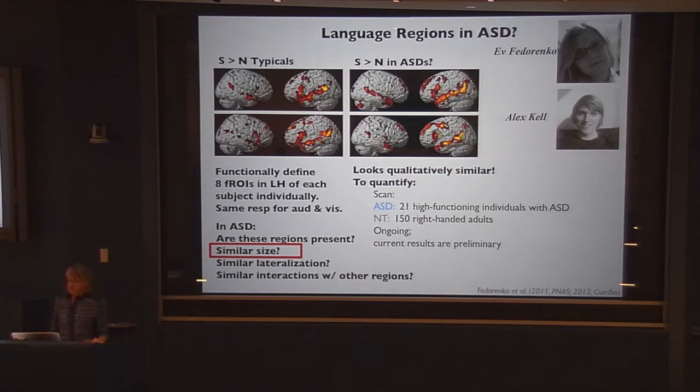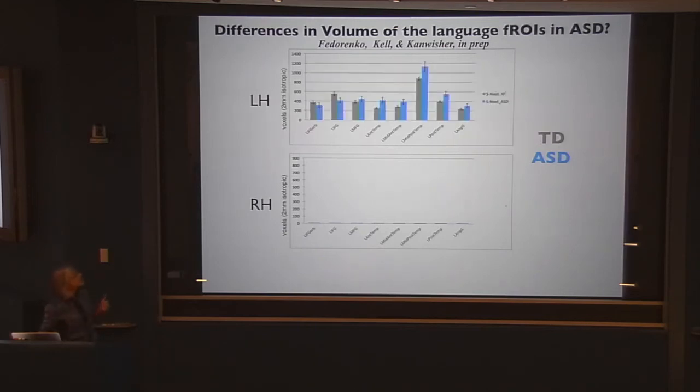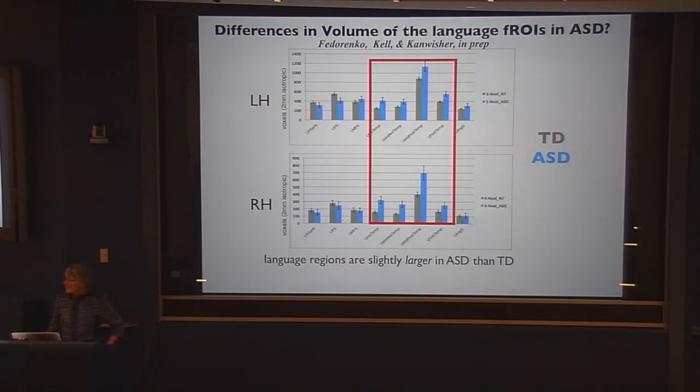So first of all, are these regions of similar size? What I'm going to show you is 8 of those language regions that I showed you before, identified with that parcel method. I'm going to show you the volume of each language region in typical subjects and autistic subjects. You see here in the left hemisphere that they're pretty similar, but if anything, the people with autism have larger language regions than typical subjects do. Same deal in the right hemisphere. In fact, even more so. If you look at these temporal regions, there are substantially larger language activations in the people with autism than the typical subjects.